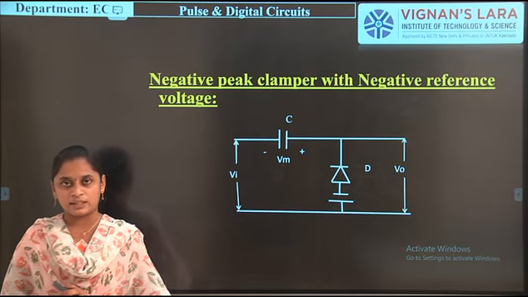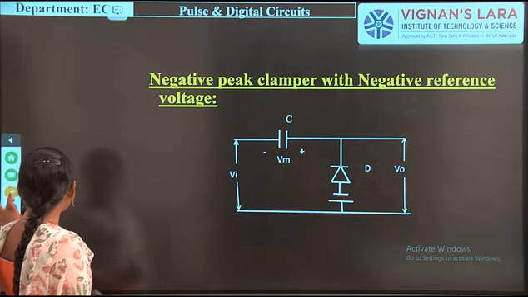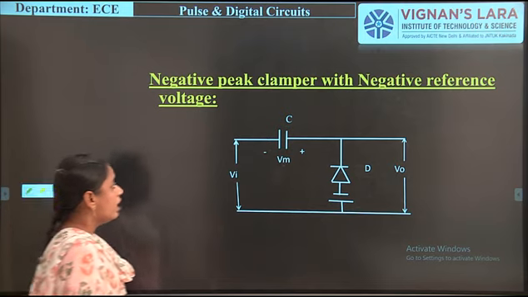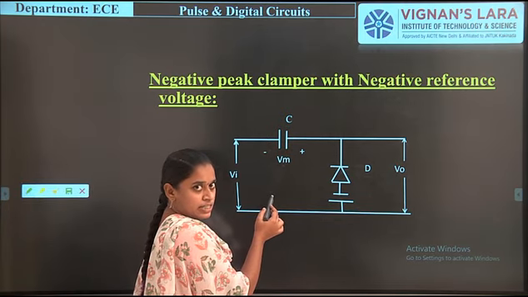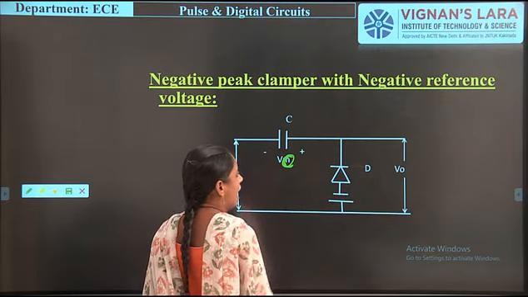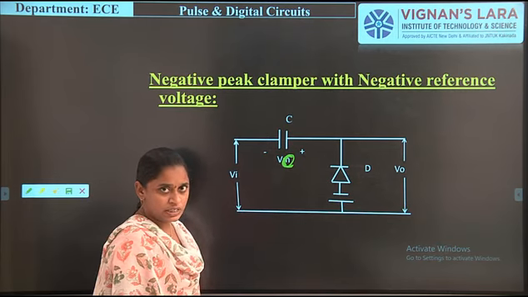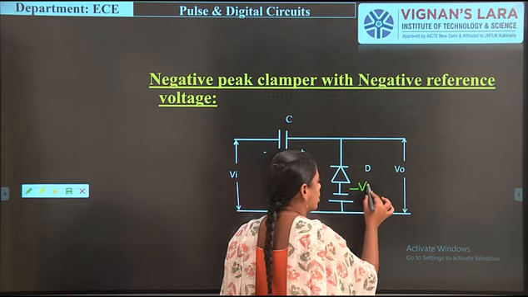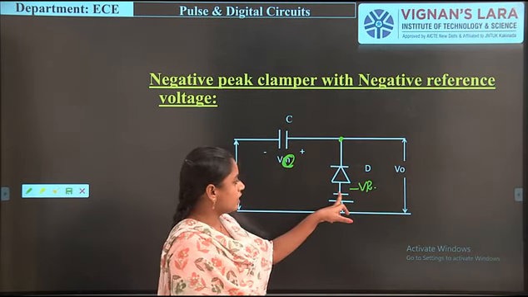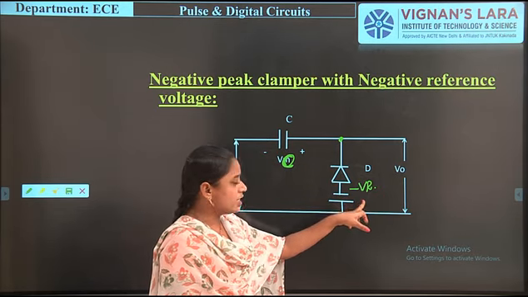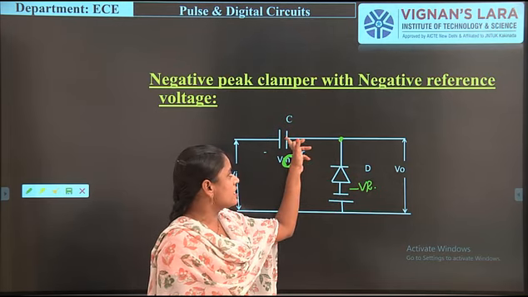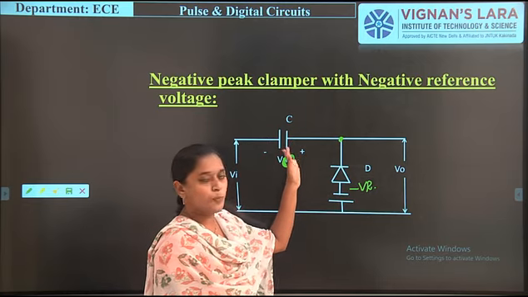First of all, let us see the circuit diagram of the negative clamper. The negative peak clamper consists of a capacitor. The capacitor's negative terminal is connected to the input, that is Vi. The voltage across this capacitor is indicated with Vc, and the anode of the diode is connected to the reference voltage, that is minus Vr. Here we apply a negative reference signal, minus Vr, to the anode of the diode, and the cathode of the diode is connected to the other, positive terminal of the capacitor.